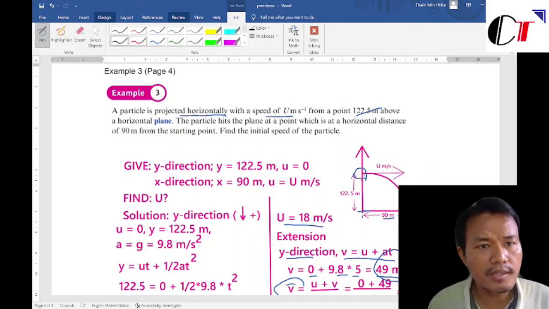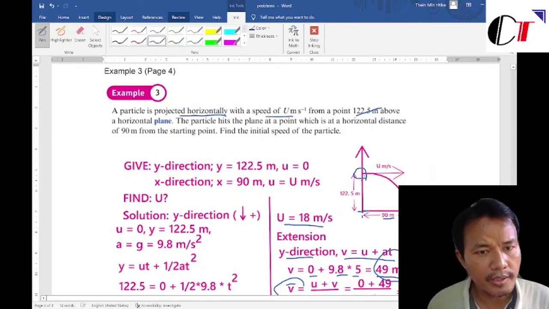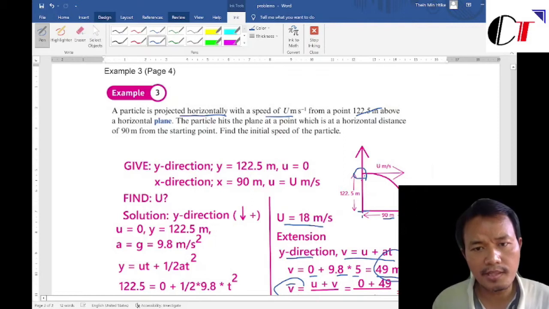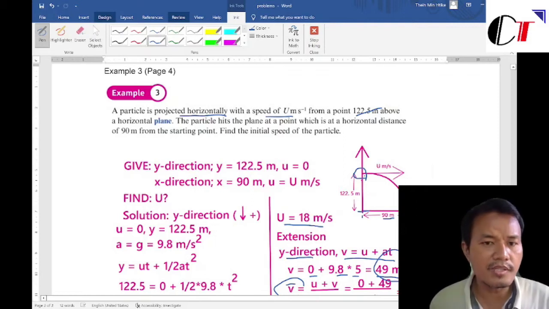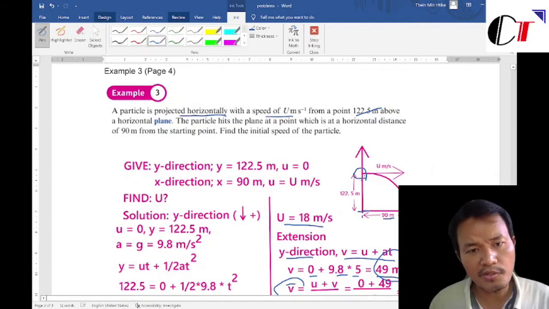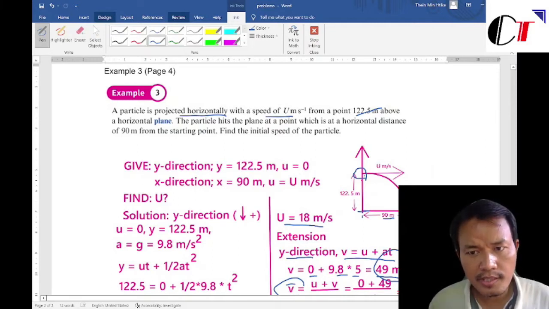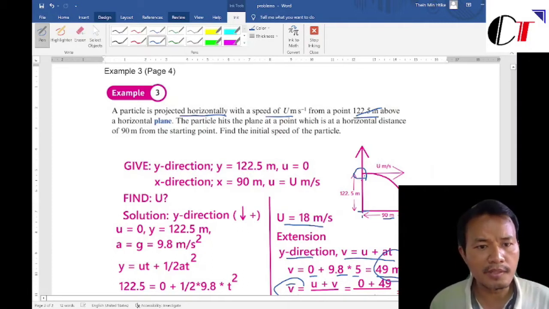If you look at this problem, the particle is projected horizontally with a speed u meter per second. So it is projected horizontally, which means initially the vertical component of the velocity in the y direction will be 0, and the initial speed in the x direction will be just equal to the capital U here, right? And your object initially is at a height of 122.5 meter above the horizontal plane.